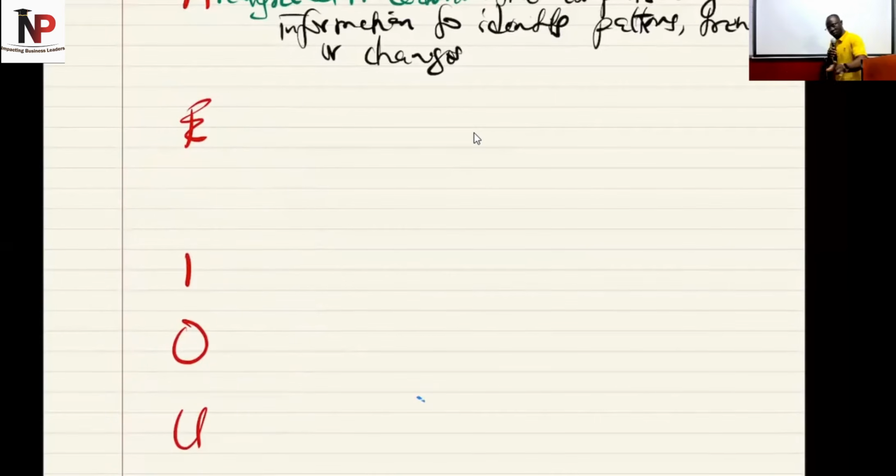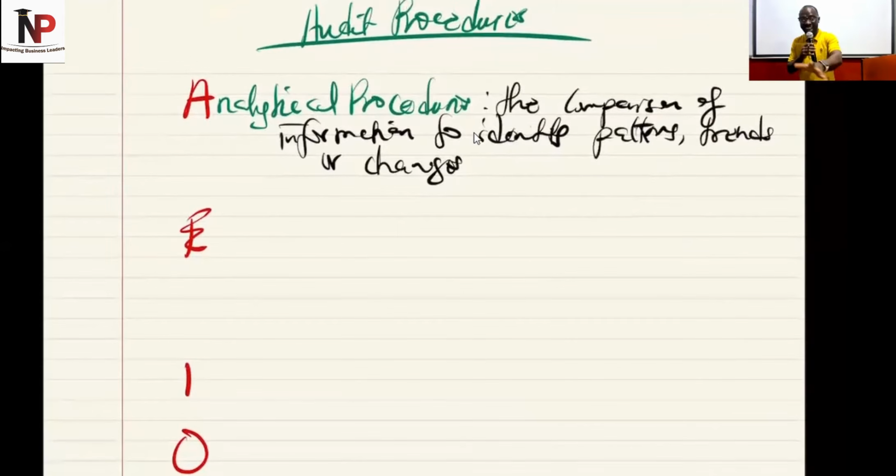Now, let me say this before I jump over. That doesn't mean each audit procedure will follow the order like this. Because there are certain things when you are carrying out audit procedures, we won't do comparison. So it doesn't mean every audit procedure will follow this, but you just have to know how they are connected. That's why I'm explaining them. So E, enquiry.